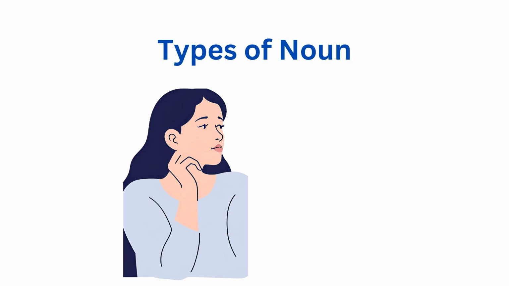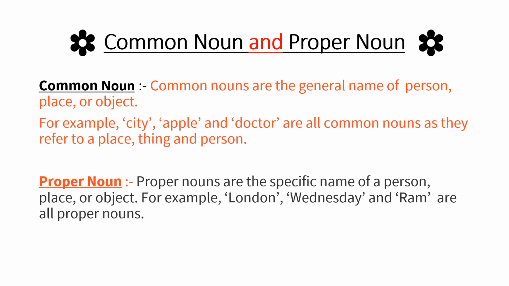Today, let's start with the revision of the types of the noun. So, let's start with the common noun and proper noun. Common nouns are the common terms that are used to name common people, places, birds, and so on. Like city. It can be any city. We don't have any name over there. So, it's a common noun.